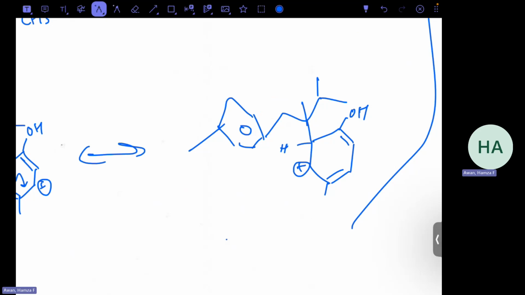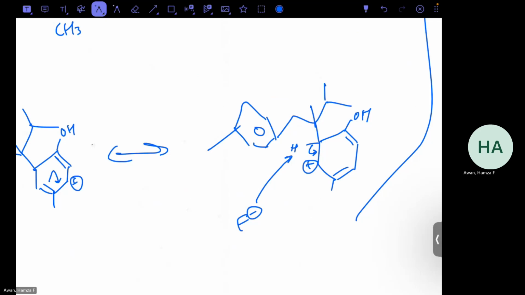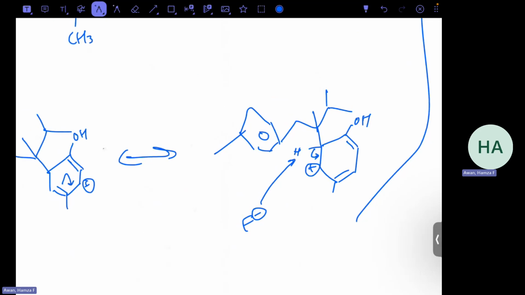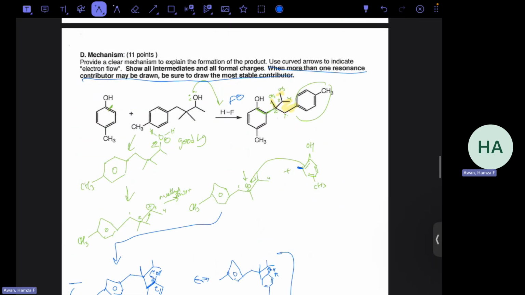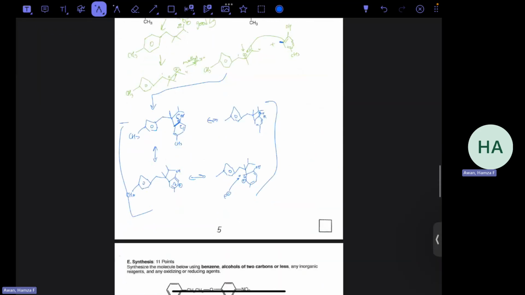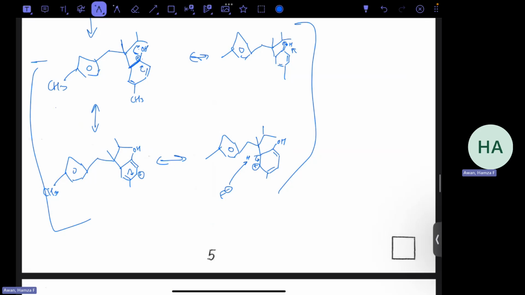So what this F minus can do is attack this hydrogen and create this double bond right here, right? So this is kind of like an E1 reaction actually, not an E2, because it doesn't have any halide there. Essentially, it creates the double bond right there. And if you notice, that is exactly the molecule that we have up here. So our final step was just to create that double bond.